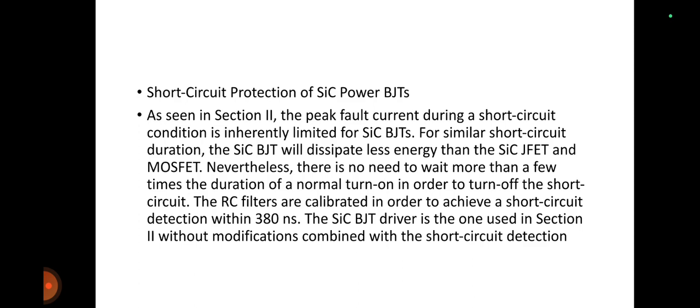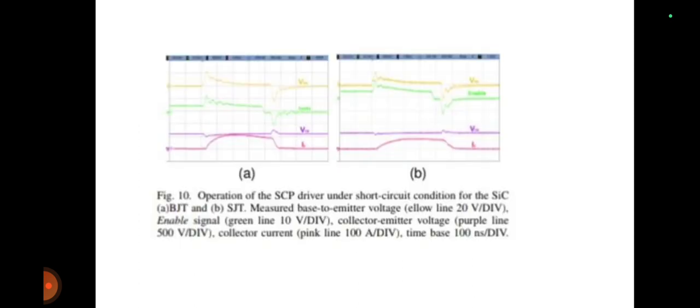The peak fault current during a short circuit connection is inherently limited for SiC BJTs. For similar short circuit duration, SiC JFET and MOSFET, nevertheless, there is no need to wait for more than a few times the duration of a normal turn on in order to turn off the short circuit. The RC filters are calibrated in order to achieve a short circuit detection within 380 nanoseconds. The SiC driver is the one used in section 2 without modifications, combined with the short circuit detection.